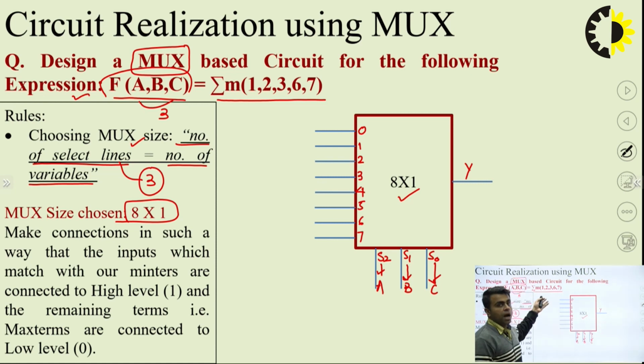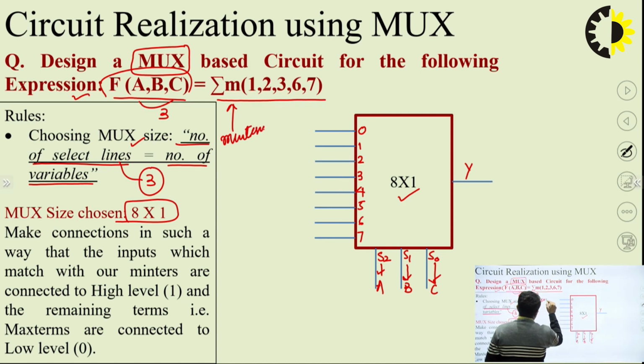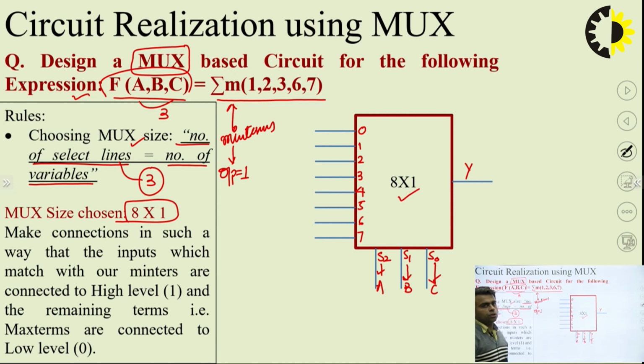The question says that for the 3 variables A, B, C, the function is such that it produces a high output. Why am I saying high output? Because these are minterms. Minterms mean output with high value, that means output is equal to 1. So these are the 5 locations: 1, 2, 3, 6 and 7. These are the 5 locations in the truth table of this 3-variable problem where output will be high.